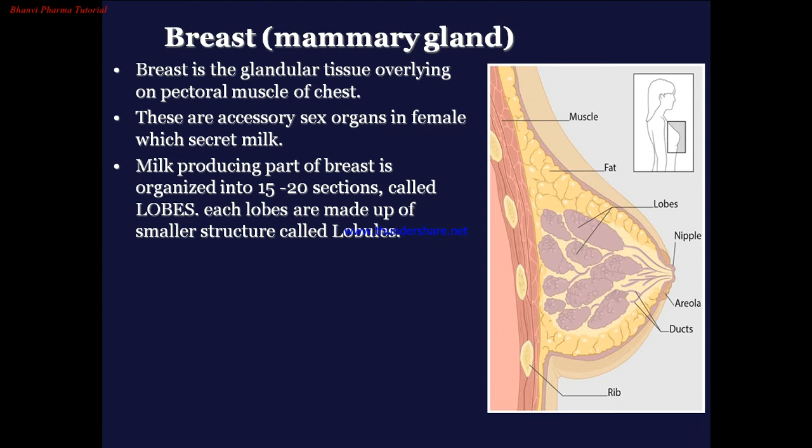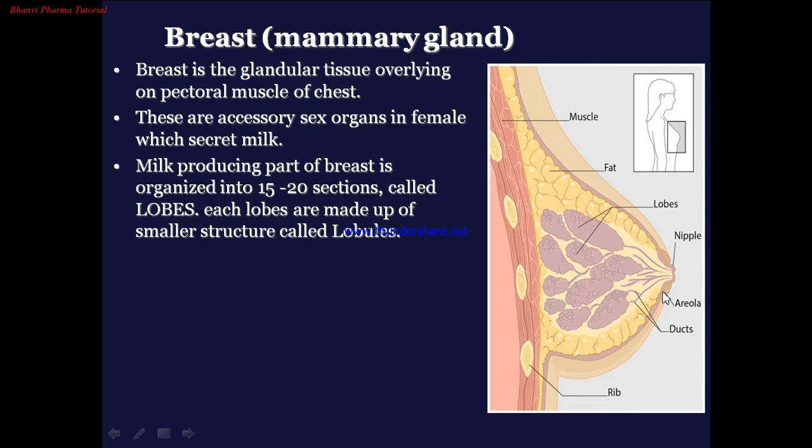The milk-producing part of the breast is organized into 15 to 20 sections called lobes. Each lobe is made up of small structures called lobules. You see the diagram. This is the muscle. This is the fat, covering the outer layer of the breast. These are the lobes, and inside them they are collecting the milk.